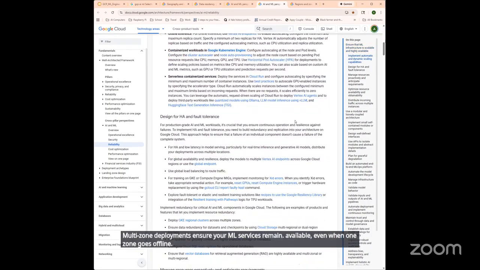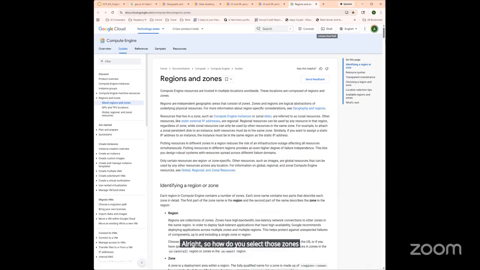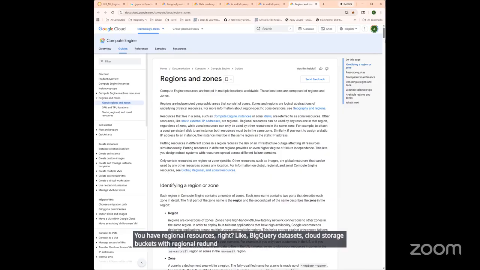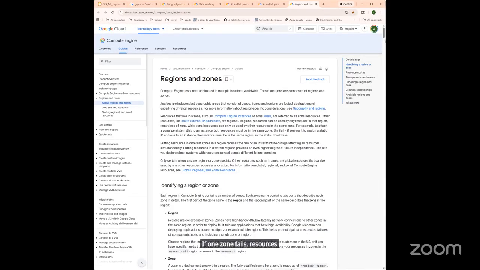All right, so how do you select those zones? When selecting these resources, you need to specify a region or a zone. You have regional resources, like BigQuery datasets, cloud storage buckets with regional redundancy, or Vertex AI managed datasets. They automatically replicate across zones within the selected region. If one zone fails, resources remain accessible from surviving zones.